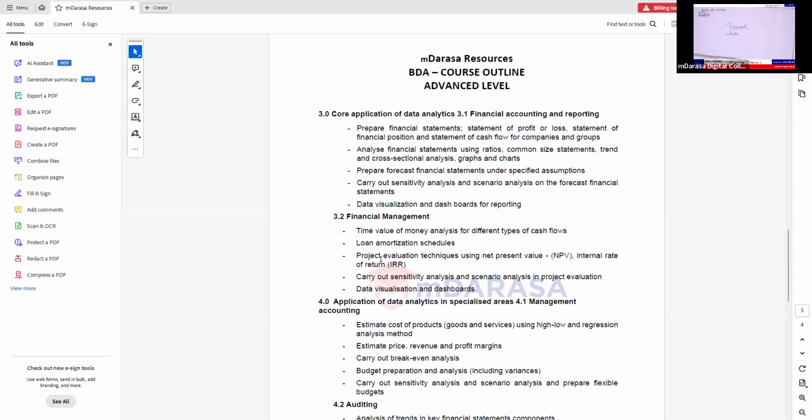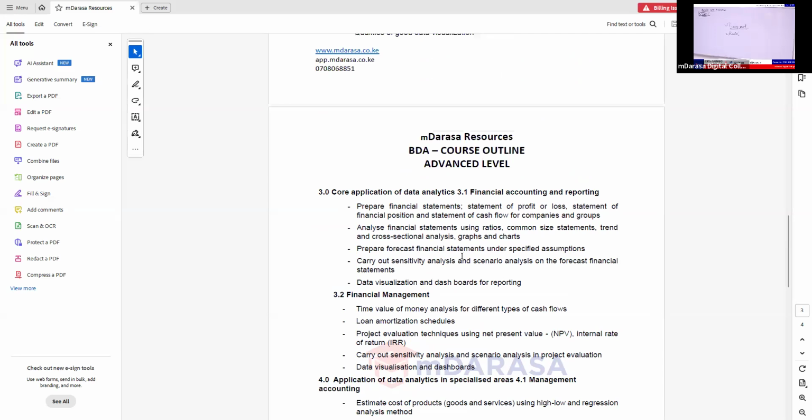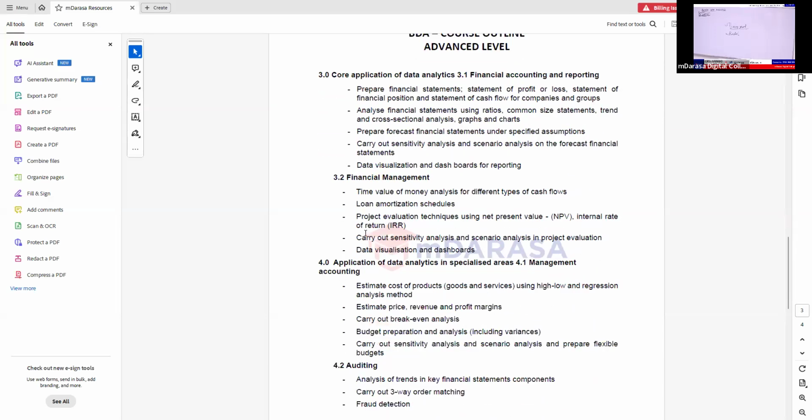After we are done with core application, my good students, look at point 4, the other bit of application of data analytics, now in specialized areas. The first thing we've looked at in business data analytics, in core application of BDA, was financial accounting and reporting and financial management. Looking at the areas of specialization, number 1, we have management accounting.